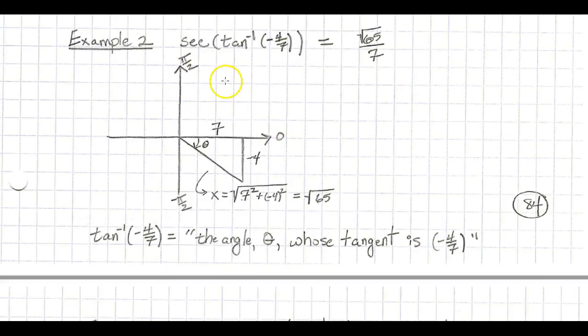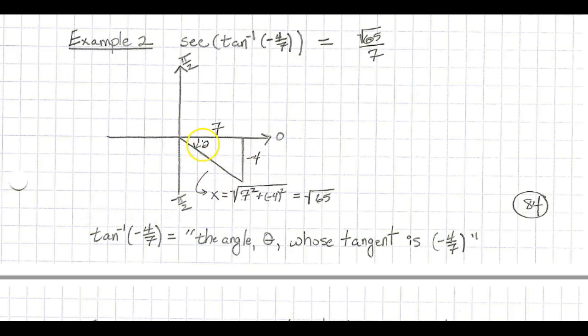Okay, what about an example like this? Let's say I want the secant of the inverse tangent of minus 4/7. So what I have to think about is, how do I look at this inverse tangent of minus 4/7? If I have the inverse tangent of some number, what that is asking for is what angle theta has a tangent that's minus 4/7. So I have to remember that tangent had to be restricted between minus pi over 2 and pi over 2. And then where would tangent be negative? Down here in the fourth quadrant.